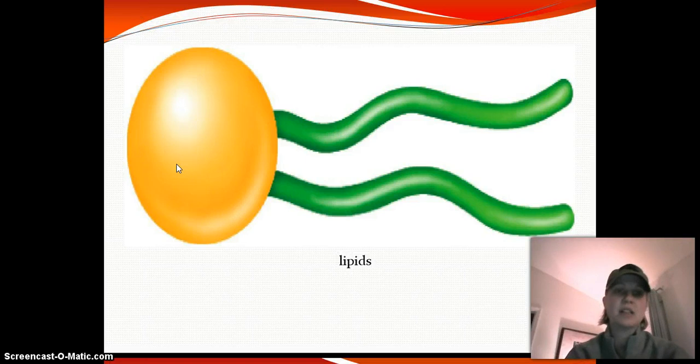The rounded end at the top is going to be the glycerol, and the little tail squiggle is the fatty acid. So it's the glycerol bound to a fatty acid. That's what a lipid is.